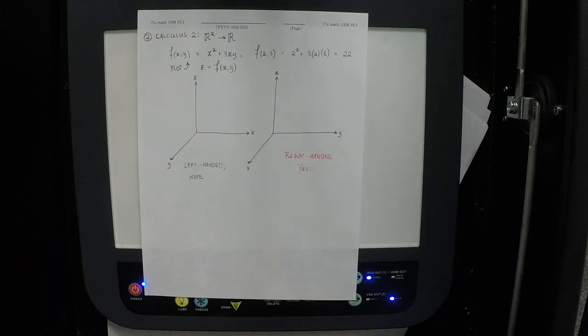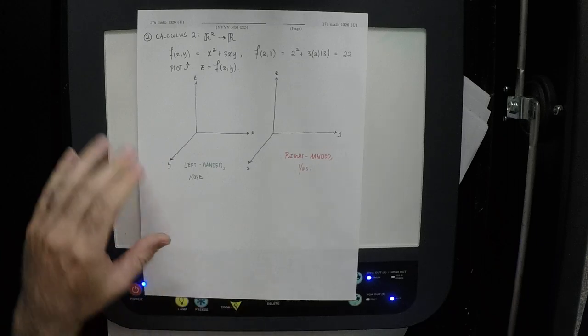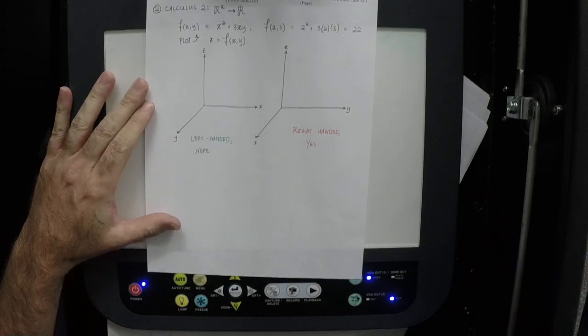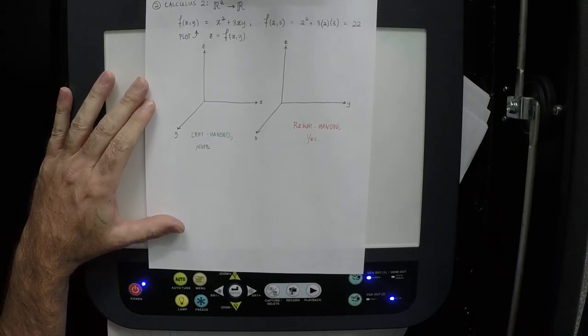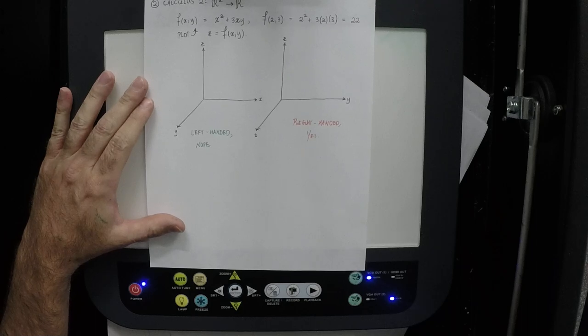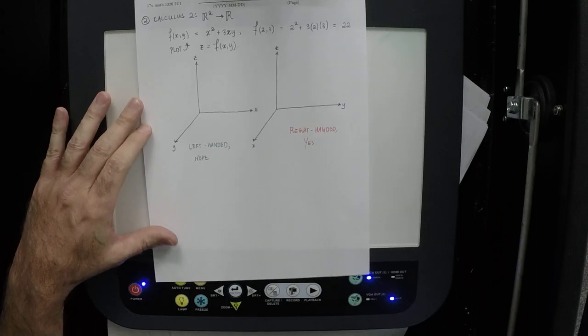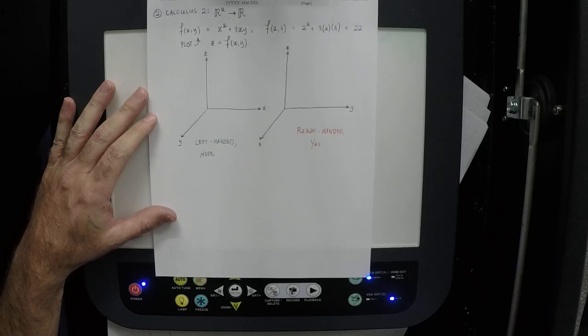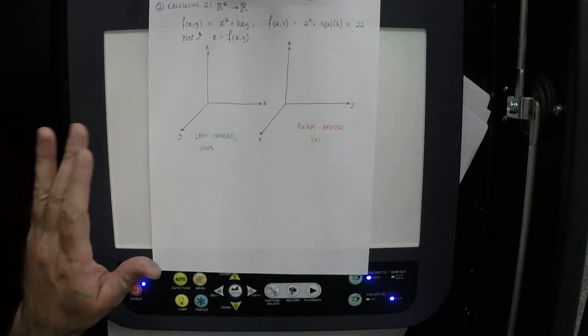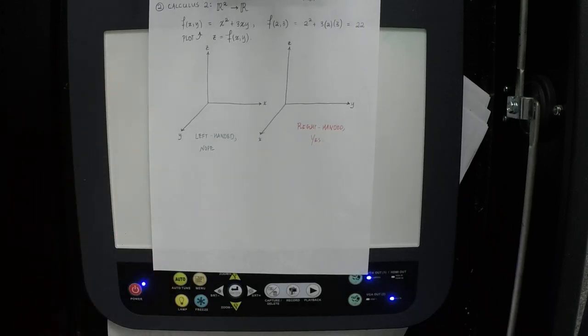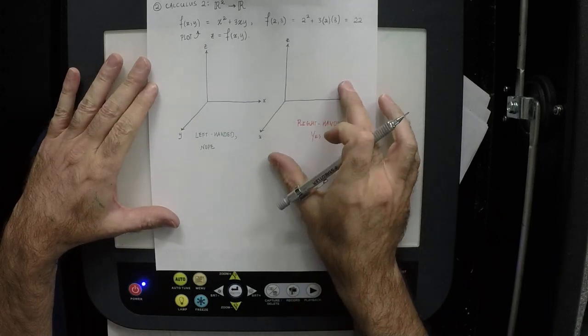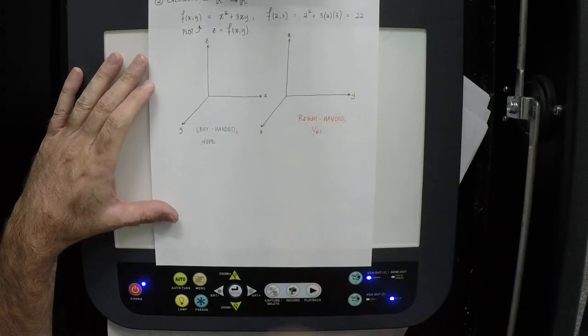I'm not pulling any legs or making any jokes. Okay, discrimination against left-handed people is a long-standing issue in the history of human beings. But let's not go there. Okay, so we're always going to use a right-handed coordinate system.